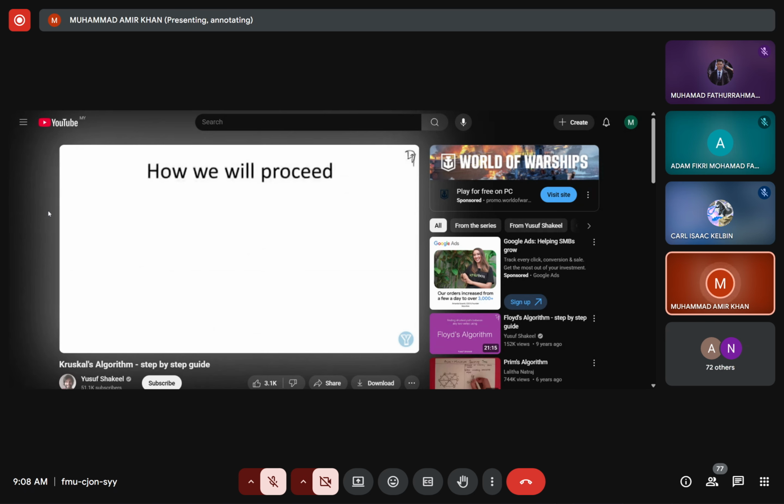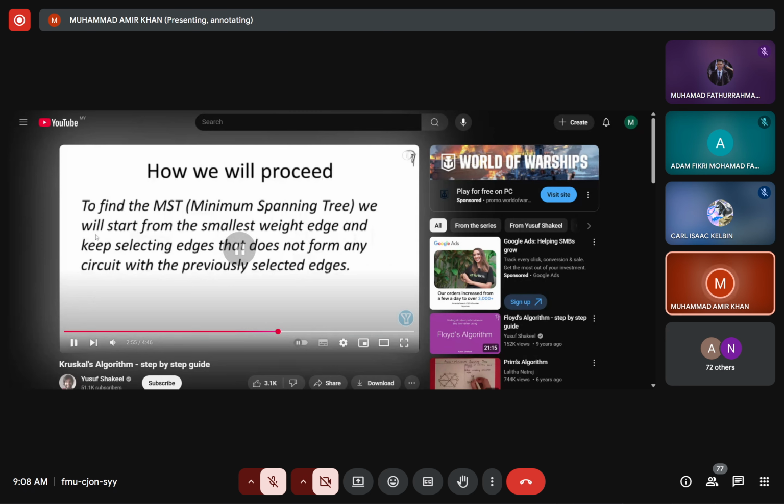So how will we proceed? To find the minimum spanning tree, we will start from the smallest weight edge and keep selecting edges that do not form any circuit with the previously selected edges.